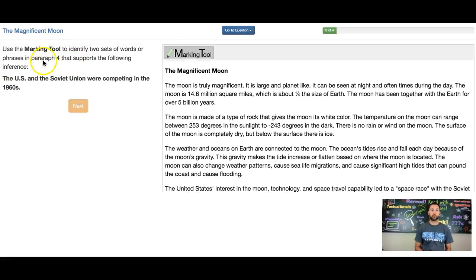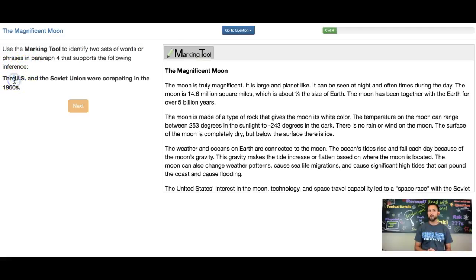Number one, we have to know where paragraph 4 is. Okay, that's the easy one. Number two, we need to understand the word inference. So inference is a guess that is based on information that you have. So we see something or we see a couple of things, and based on that, we can make an educated guess about an idea. Okay, so that's what an inference is.